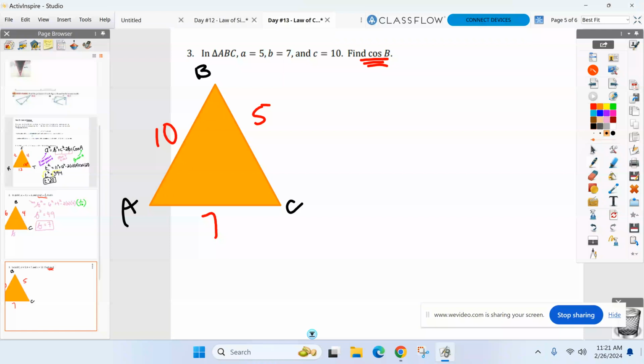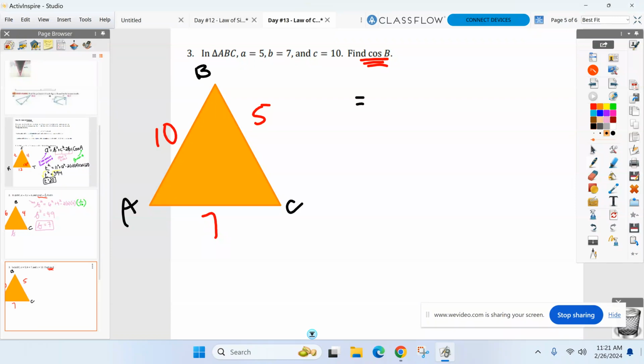See how I'm not finding a side now. I know all 3 sides. I'm trying to find what the cosine ratio is from angle B. And I can't do adjacent over hypotenuse because it's not a right triangle. All right, so it's going to be law of cosines because, again, I'm looking for cosine of B.